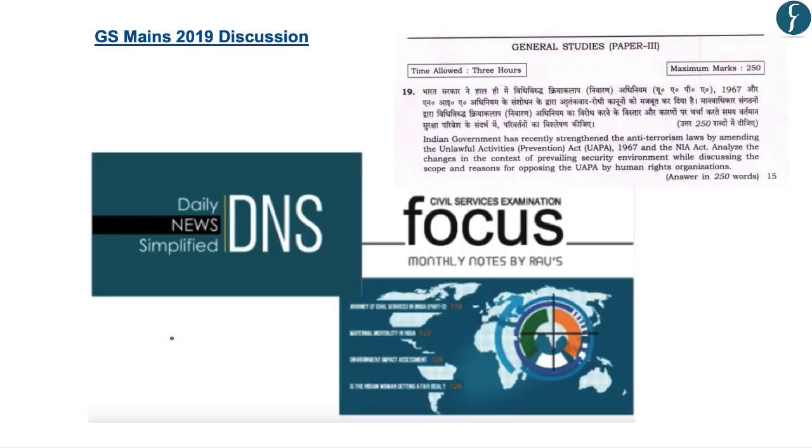As a part of this special series, we have been discussing a number of questions that have appeared in the Mains 2019 paper that have been covered under the various sources that we provide, including the Daily News Simplified videos, the Focus Monthly magazine, and the Mains Compass. Now, the objective of this special series is twofold. One is to highlight the importance of various sources that we provide and also help you build an approach towards answer writing in the mains examination.